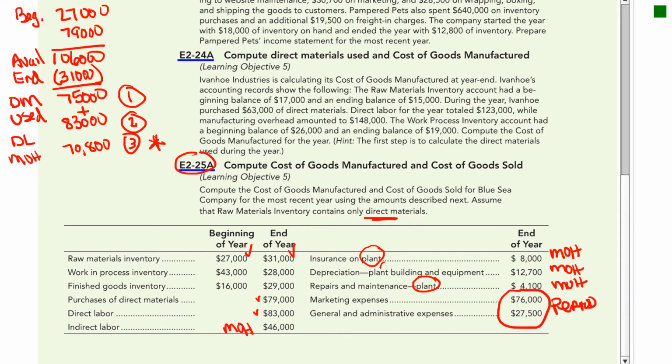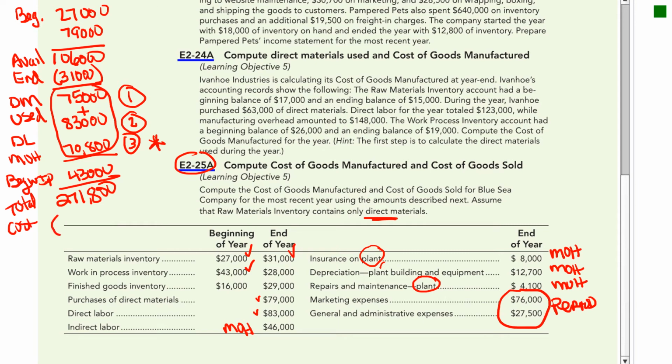Okay. So once we've got that, we're going to add these to our beginning work in process. Our beginning work in process is $43,000. So these are our big three product costs right there. We're going to add those to beginning work in process. That gives us $271,800. That's our total cost to account for.